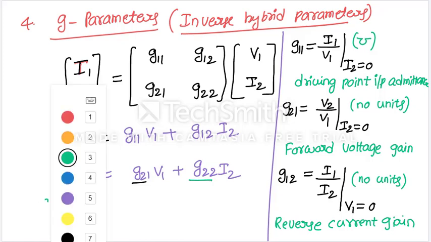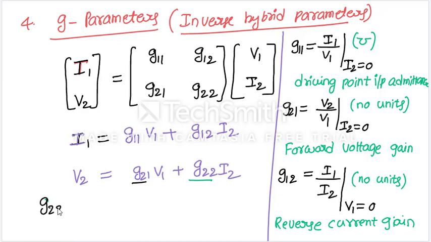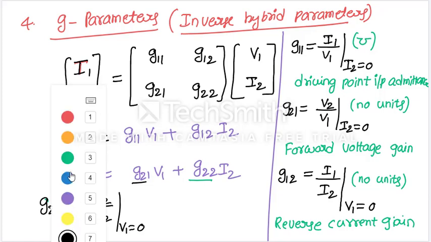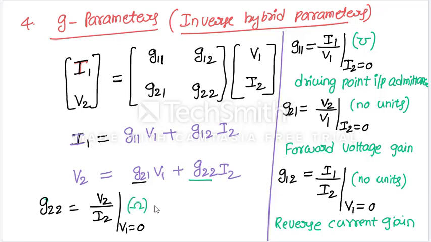Next, G22. G22 is equal to V2 by I2 when V1 equals 0, and the units are ohms. What can I call this? Driving point output admittance. Driving point output admittance. Right, so these are the G parameters.